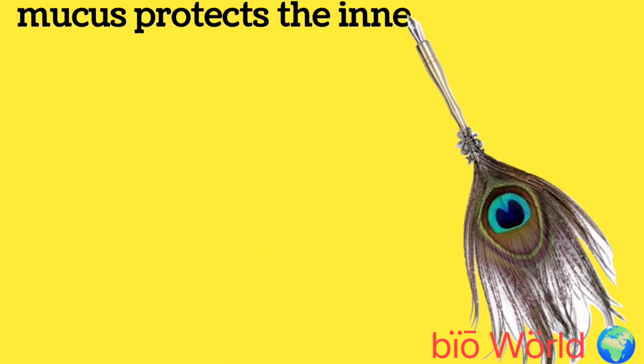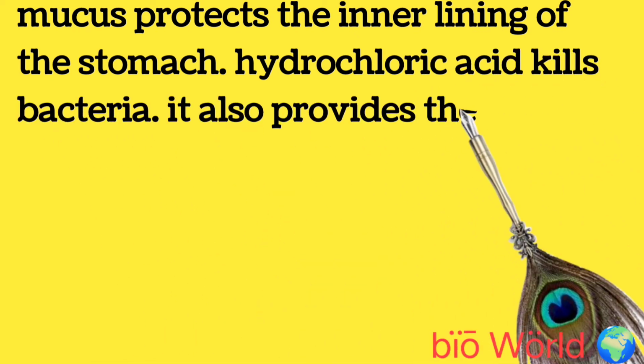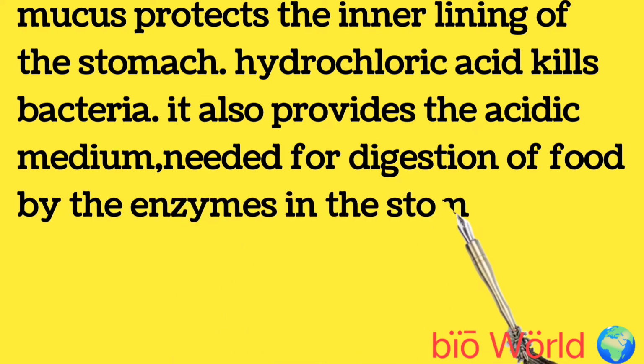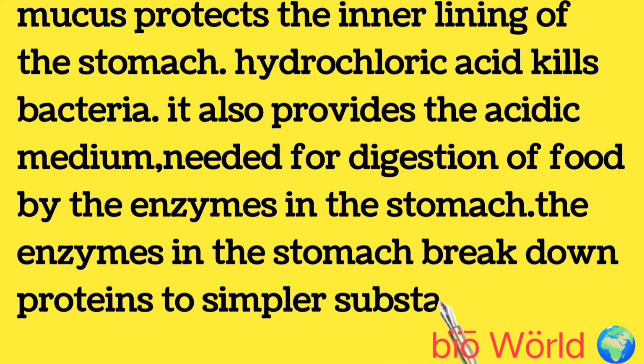Mucus protects the inner lining of the stomach. Hydrochloric acid kills bacteria. It also provides the acidic medium needed for digestion of food by the enzymes in the stomach. The enzymes in the stomach break down proteins to simpler substances, like amino acids.